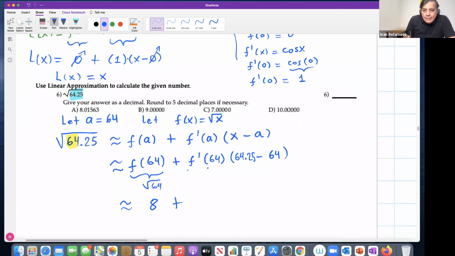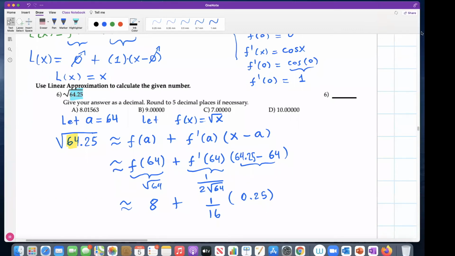Done. What is this? Remember, the derivative of the square root function is 1 over twice the square root of x, but just put the 64 there. This will be 1 over the square root of 64, which is 8, 8 times 2, 16, right? Or you can calculate this in your calculator. And this difference, guys, is just the 0.25, right? The 0.25. You see? That's right.